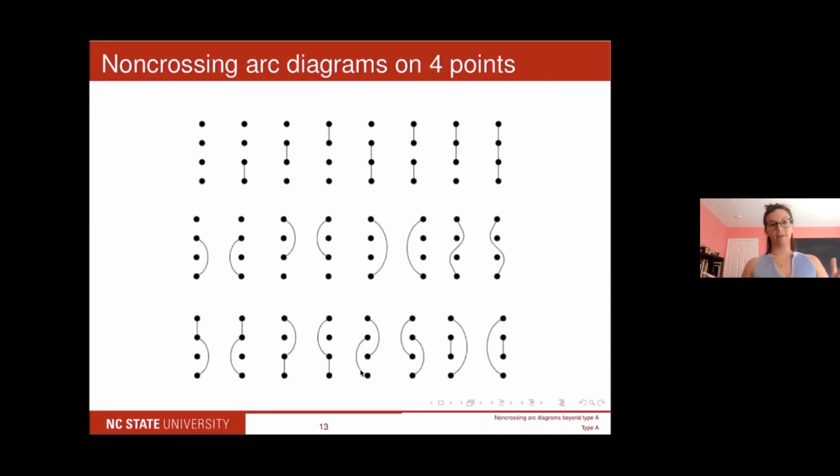Here are all of the non-crossing arc diagrams on 4 points. There are 24 of these. And as combinatorialists, you're thinking 2, 6, 24, factorial, permutations. And you're right. But wow, look at these, so good.